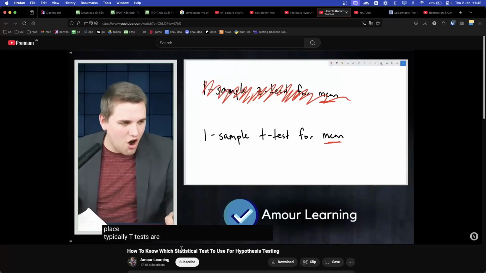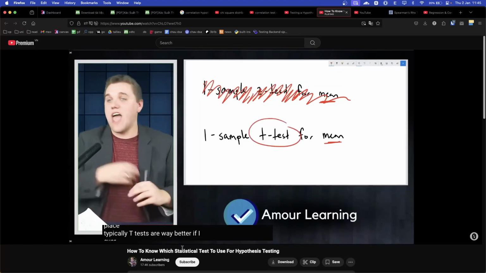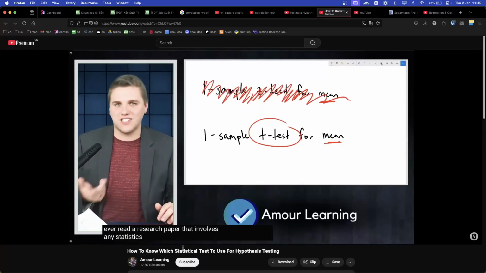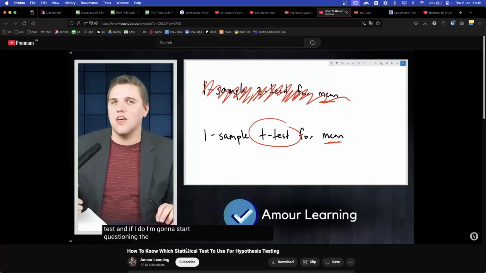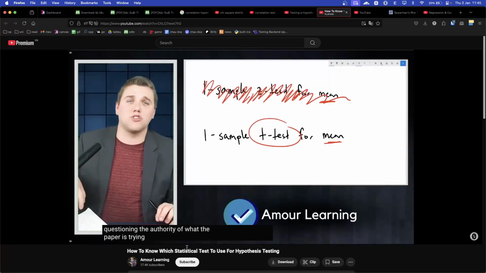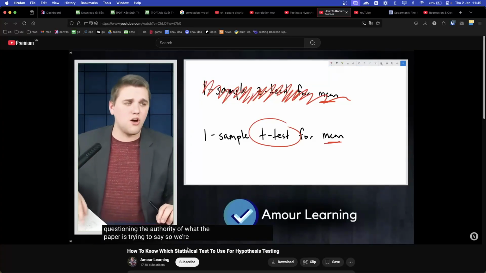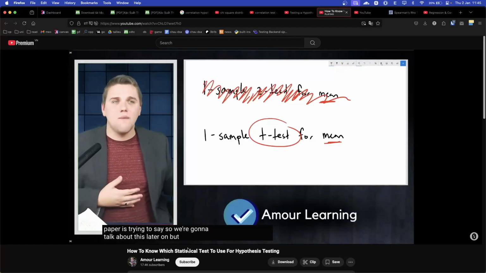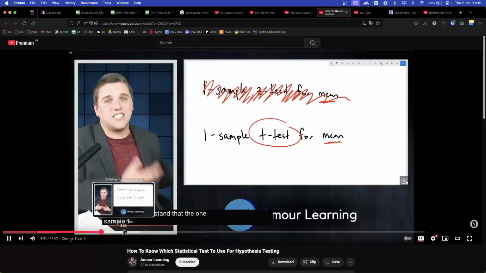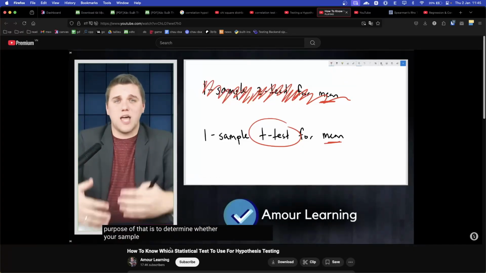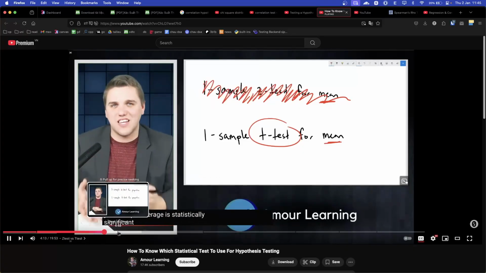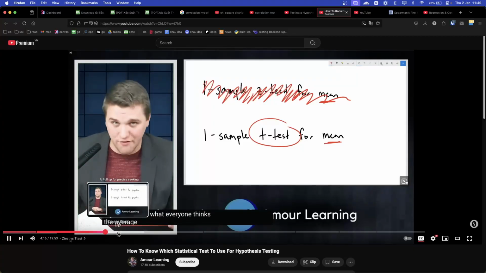Typically, t-tests are way better. If I ever read a research paper that involves any statistics test, I will never see a z-test. And if I do, I'm going to start questioning the authority of what the paper is trying to say. So we're going to talk about this later on, but for now, just understand that the purpose of the one sample t-test for the mean is to determine whether your sample average is statistically different from what everyone thinks the average is.